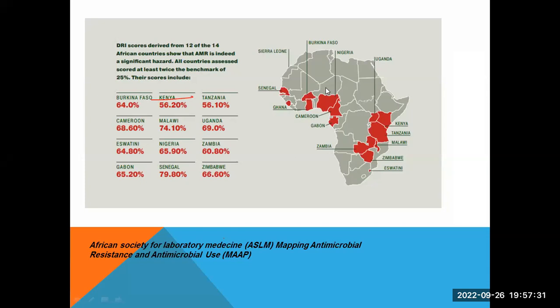And as you can see here, in 12 African countries, all are even above 50%, which is twice the normal, because again the benchmark is 25, and all countries scored twice the benchmark. Again, this is very scary and very alarming.